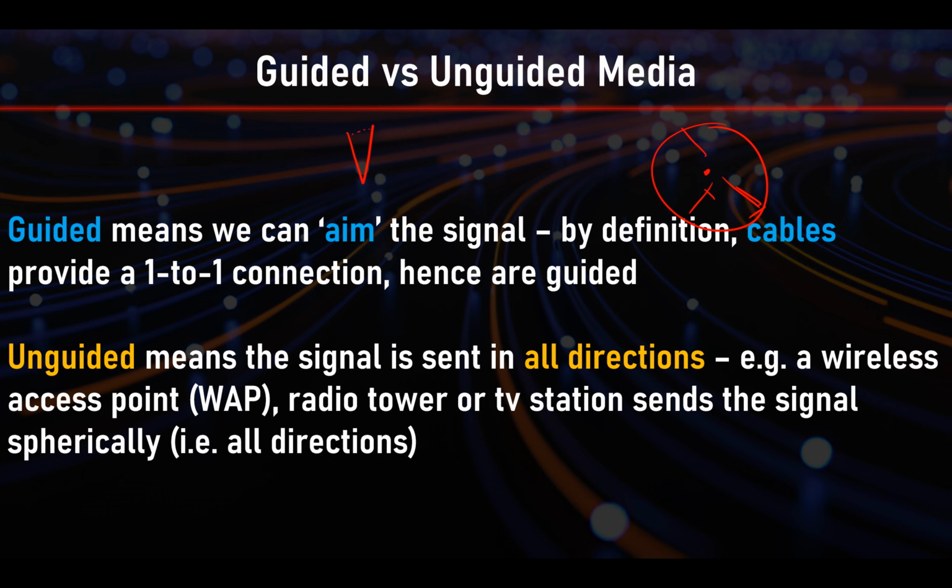And I guess by definition, cable is going to provide a one-to-one connection, hence guided, whereas unguided is a signal sent in all directions, e.g. a wireless access point. So again, wireless access point, that's built into the router. Radio tower, TV station. And if you think, a radio tower and TV station actually have to send the signal in all directions, since of course you're going to have people in all different locations trying to access this.